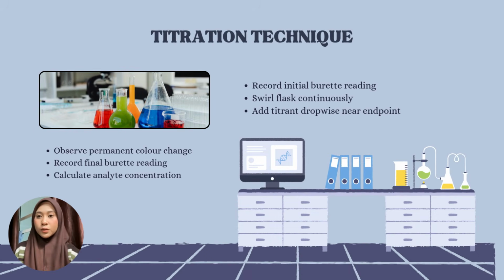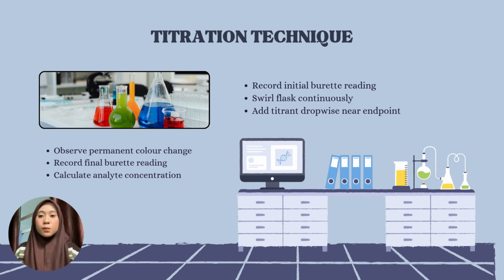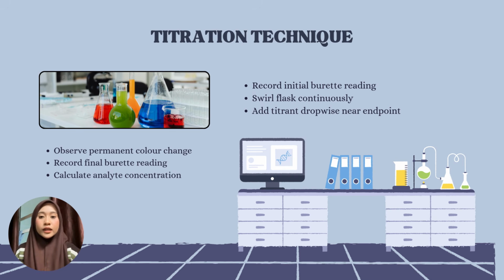Next, I will present about titration technique. First, before starting the titration, the initial burette reading is recorded accurately. This is used to determine the exact volume of titrant delivered. Second, the conical flask is swirled continuously during titration to ensure complete mixing between the titrant and the water sample, allowing the reaction to occur evenly.